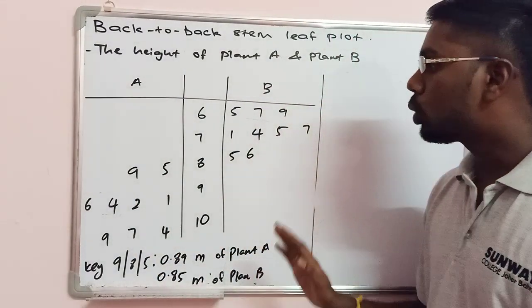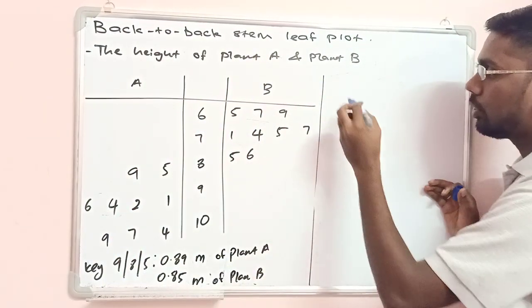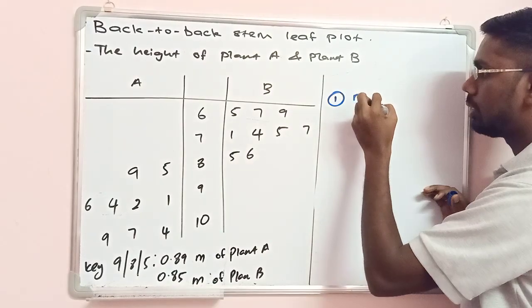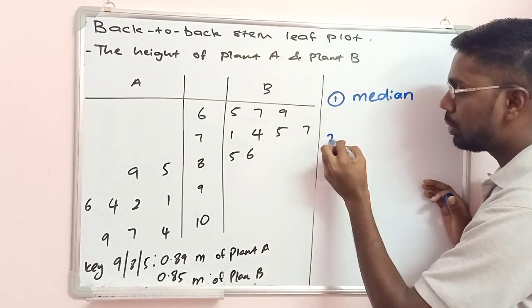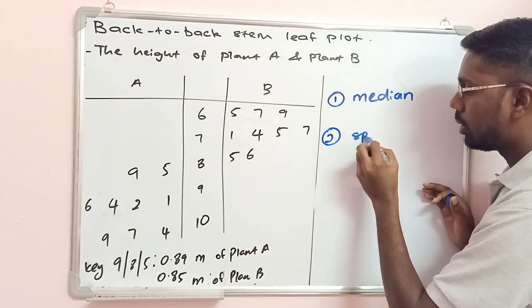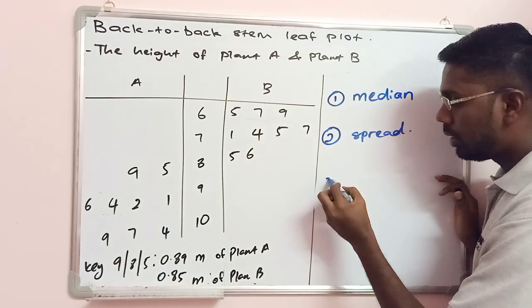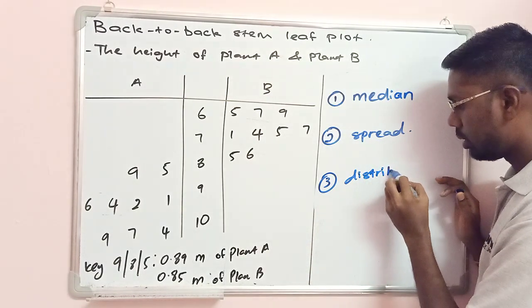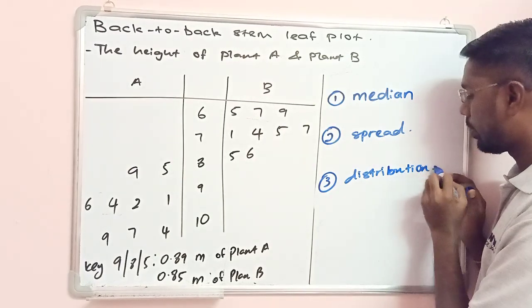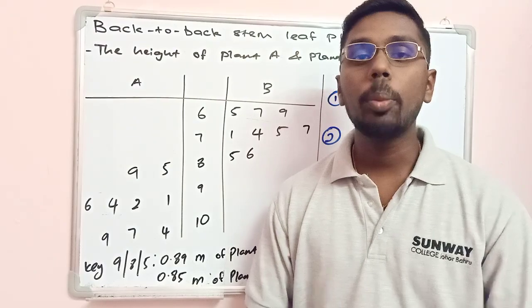Okay, when we come to comparison of a stem and leaf plot, we are going to compare by using, the first thing is median. Number 2 is by spread. Number 3 is their distribution. Okay, first we talk about the median.